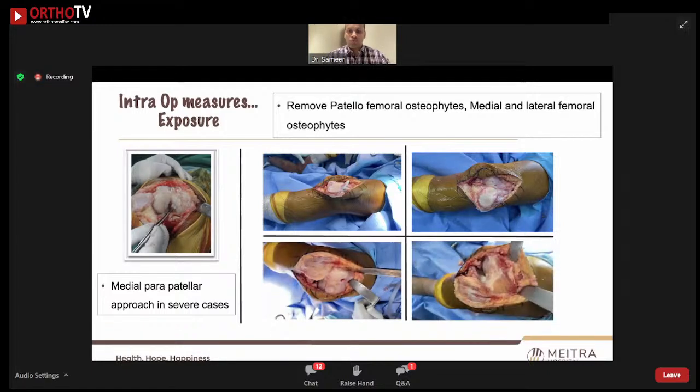You just take out those osteophytes rather than forcefully flexing the knee to get the range. Then you can even remove the anterior osteophyte or just take a preliminary, brush-up cut of the anterior femur, which is also fine because that will relax the quadriceps. So you will get a little more flexion in those types of cases.